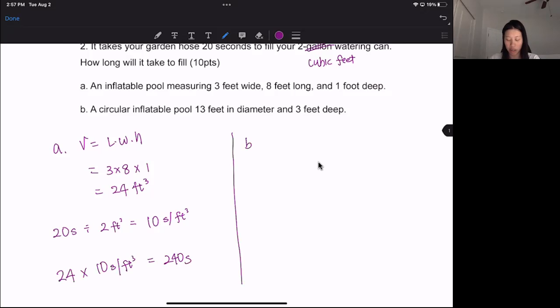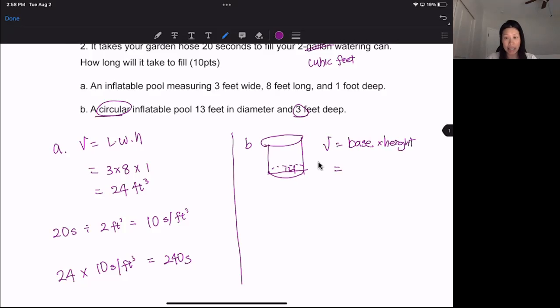So B is the same thing. It is a circular inflatable pool. So that means the pool is going to look like this one. And we know the diameter is 13 feet, and the depth is 3 feet. So what's the volume of a circular inflatable pool? The volume is equal to the base times the height. We know the height is 3 feet. So this base is a circle, so that means the area of a circle, pi r squared, times the height.